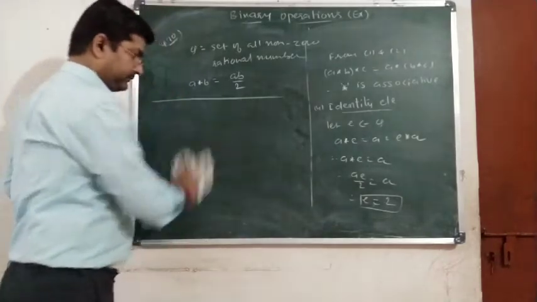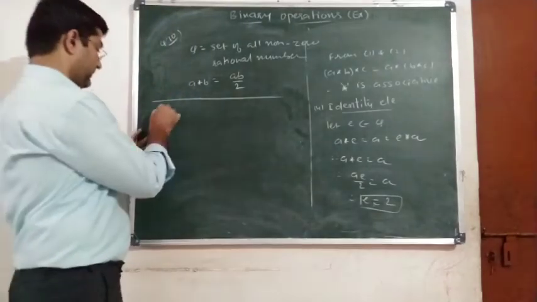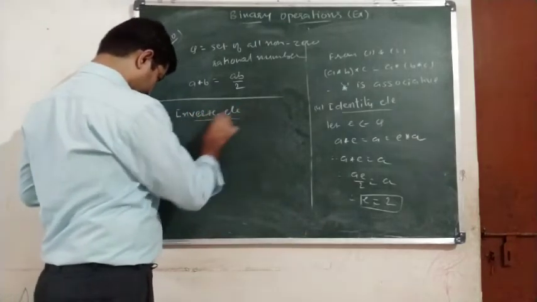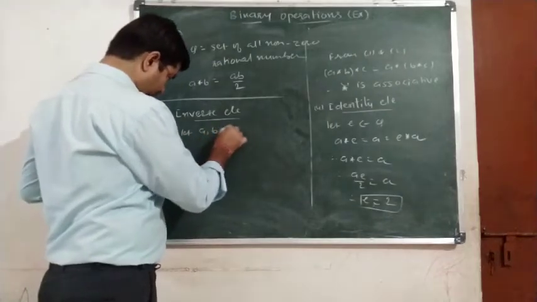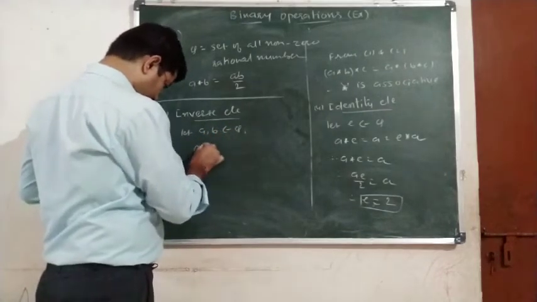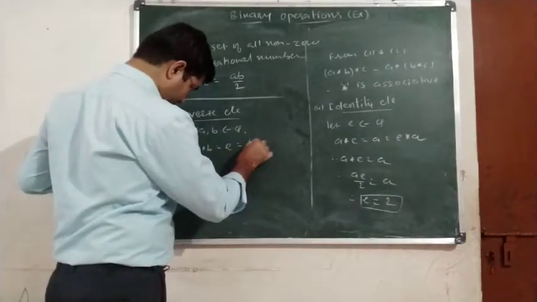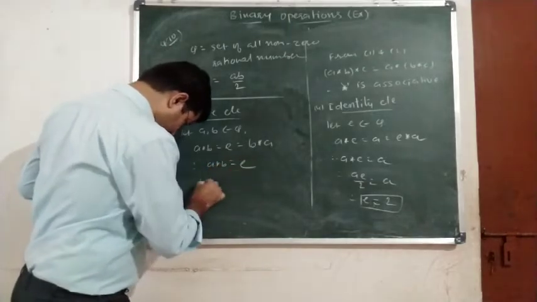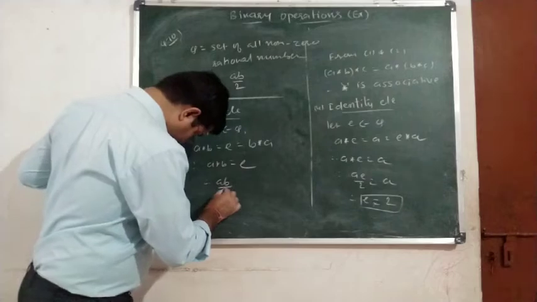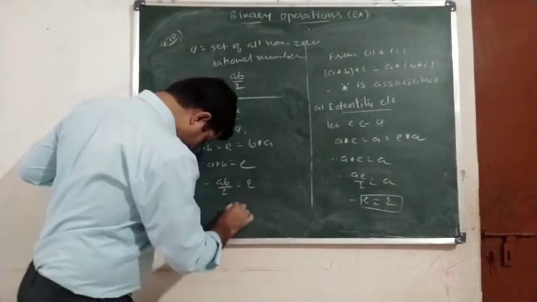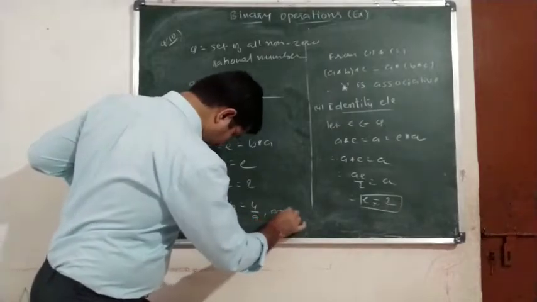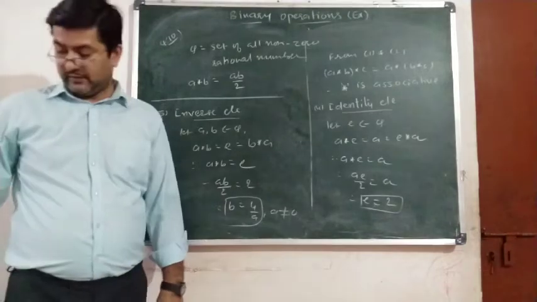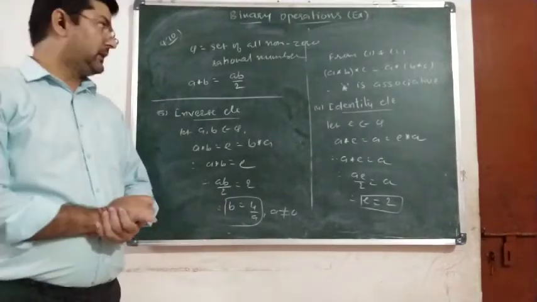Okay, now number 5, inverse element. Let A and B belong to Q such that A asterisk B is equal to E is equal to B asterisk A, therefore A asterisk B is equal to E, therefore AB by 2 is equal to 2, therefore B is equal to 4 by A, where A is not equal to 0. This is the inverse element. So quite easy this question was.